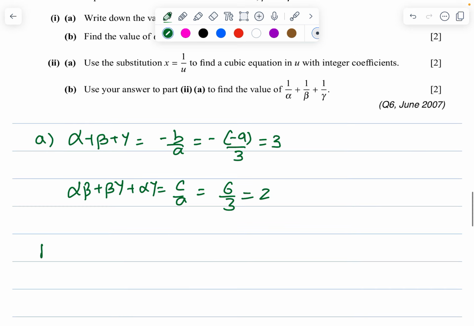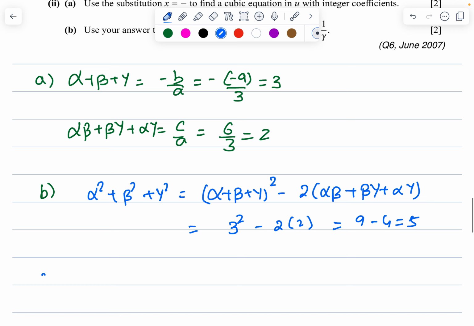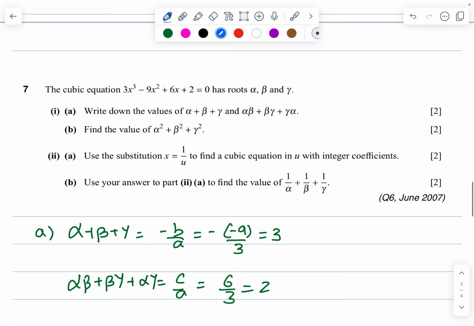Now part B is asking us to find alpha square plus beta square plus gamma square, which is alpha plus beta plus gamma whole square minus 2 times of alpha beta plus beta gamma plus alpha gamma. So which is nothing but what? 3 square minus 2 times of 2. 9 minus 4, which is 5. Then part 2 A. Use the substitution to find the integer of coefficient.